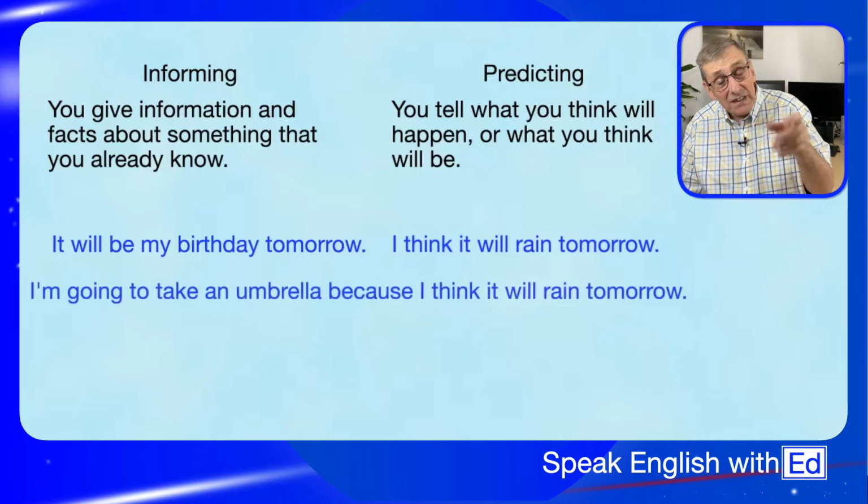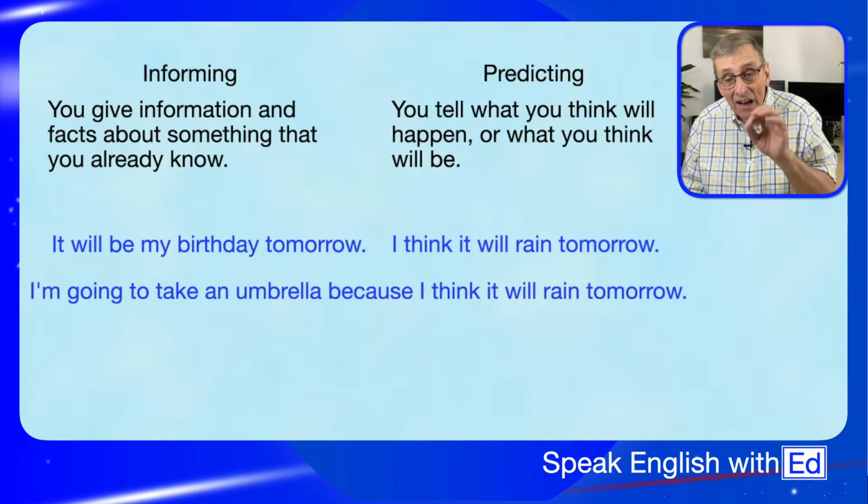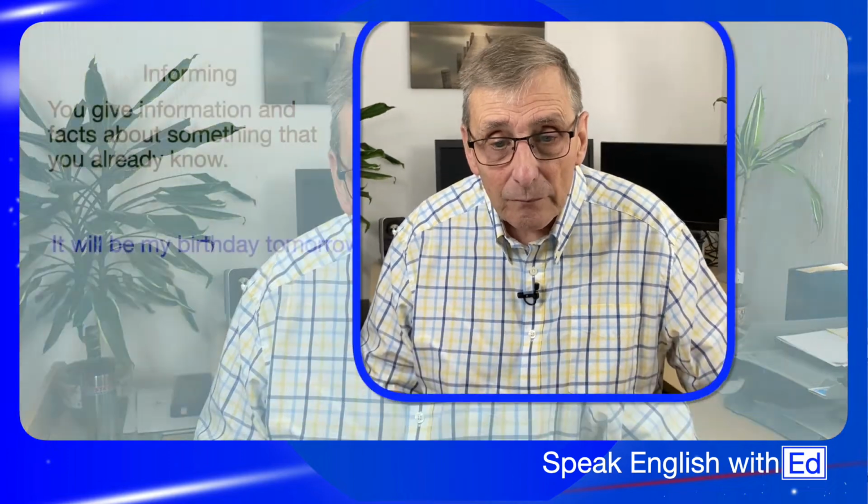It can be used in a sentence like this: I'm going to take an umbrella because I think it will rain tomorrow. This is good because you've stated what you're doing. I'm taking an umbrella, and you've given a reason why you're doing it, and the reason is I think it will rain tomorrow, right? So you're taking an umbrella and you're going to be prepared.